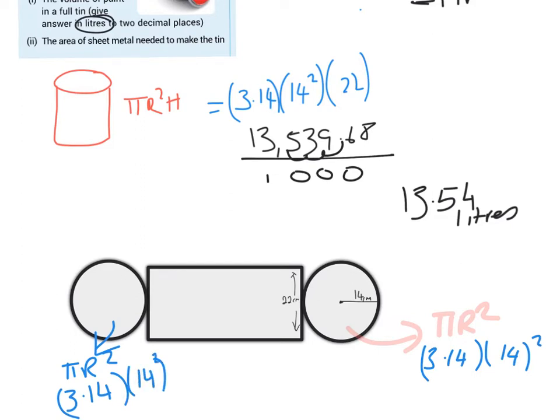But what I do need to find is the curved surface area of this bit here. Now, we need to find the length and the breadth of this. We do know that the height, or the width here in this case, is 22 centimetres, but I don't know what that length is. But I do know that this red section here has to be equal to the circumference of any of the circles. So the formula for circumference is 2 pi r.